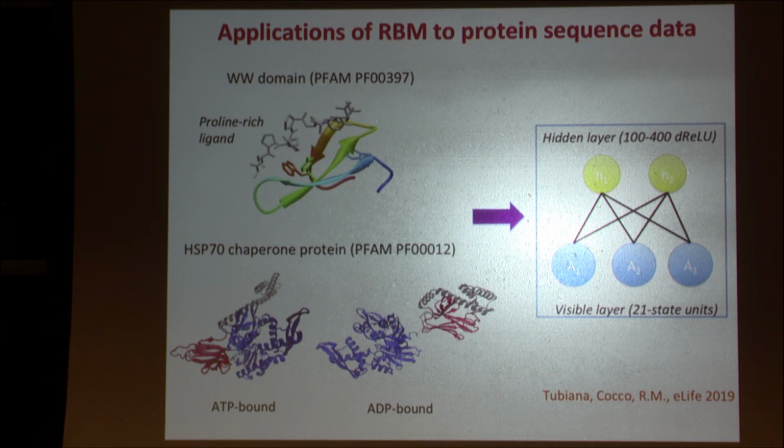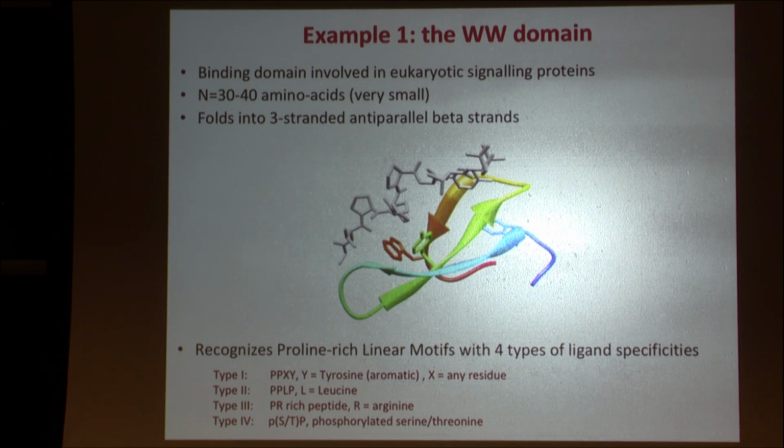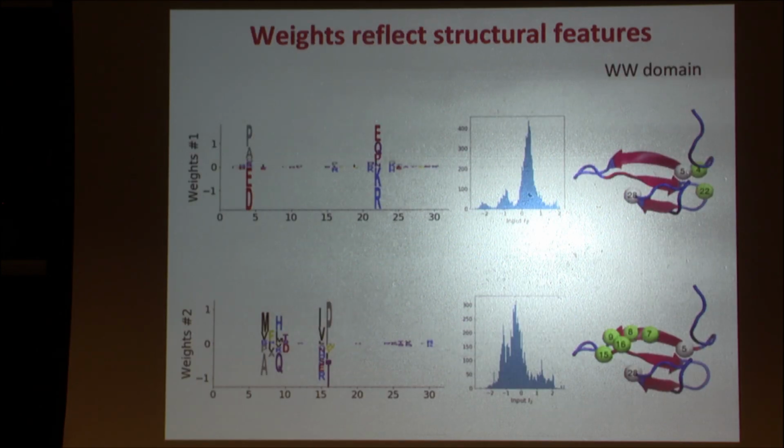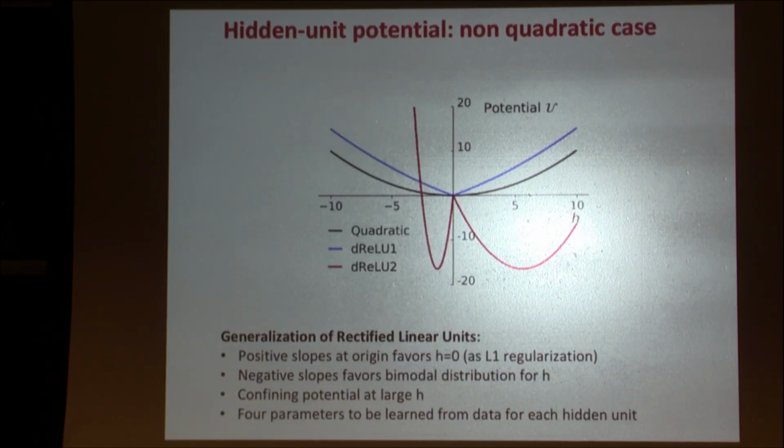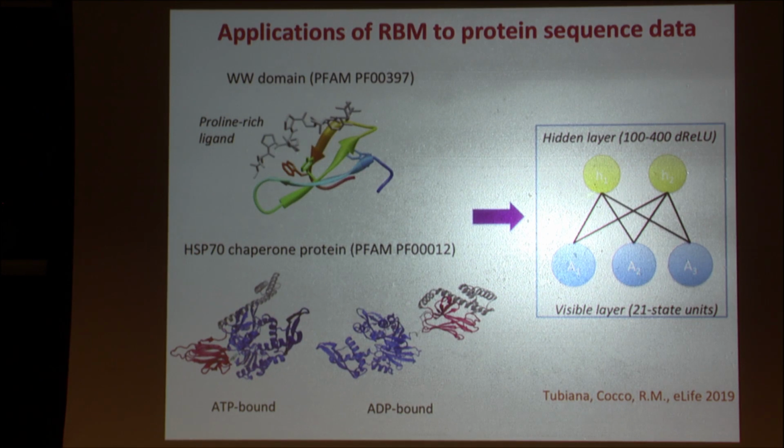So you can train, for instance, this machine on the data of the WW domain, the HSP70 chaperone proteins, and so on. And what you get, remember what these machines do, what you get are these weights. I will show you only these weights here. Remember, what is interesting is how each hidden unit is seeing the visible units, what kind of feature it codes for.